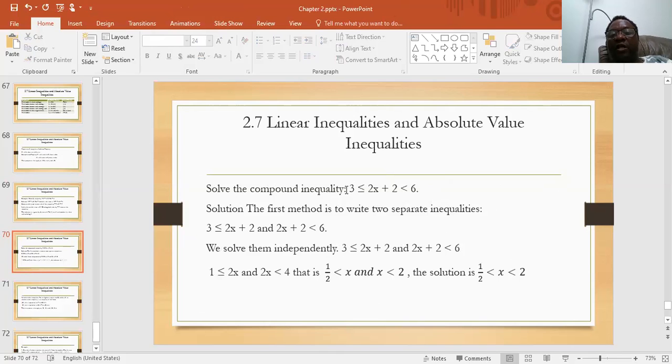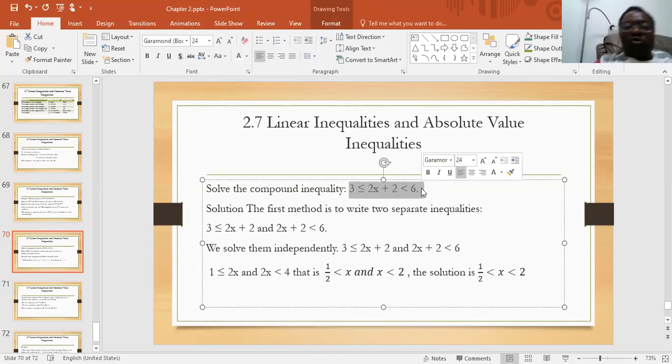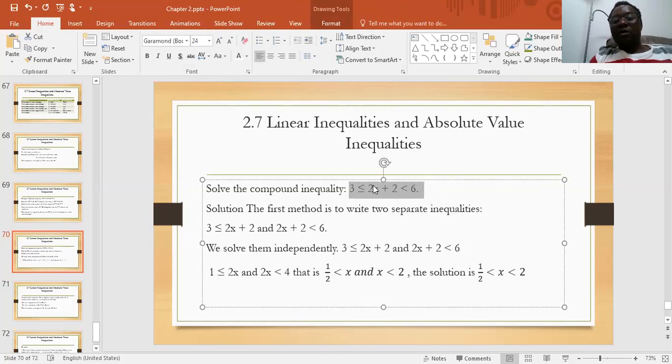Suppose we have a compound inequality like this one. To solve a compound inequality, you may divide it into two. This is 3 is less than 2x plus 2, less than 6. I can add minus 2 on each portion of that inequality. That's a way to solve, and I will have 1 is less than or equal to 2x, less than or equal to 4, and solve it that way. Or you just separate it to make it easy into two different inequalities: 3 is less than or equal to 2x plus 2, and 2x plus 2 is less than 6.